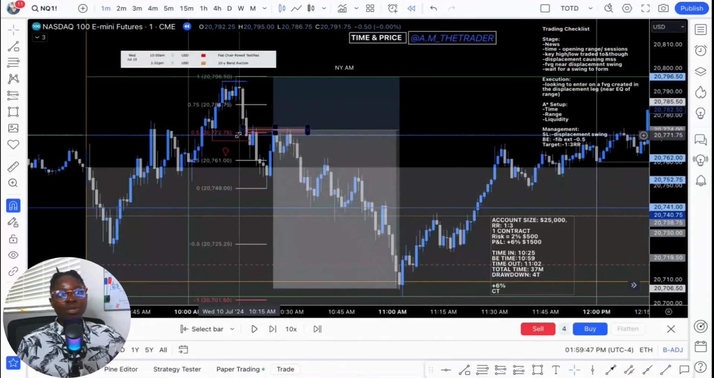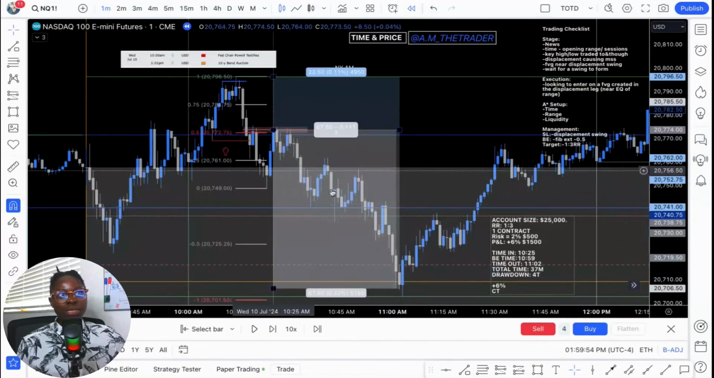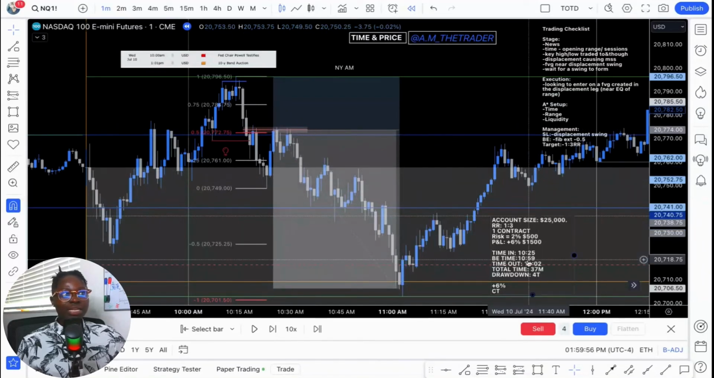As you can see, the first premium array above the 50% is the consequent encroachment of this SIBI. You would have been tagged in this trade at 10:25, breaking even at 10:59, taking out the trade at 11:02 for a total time of 37 minutes in this trade. Drawdown in this trade was 4 ticks for a 6% bagged and tagged.